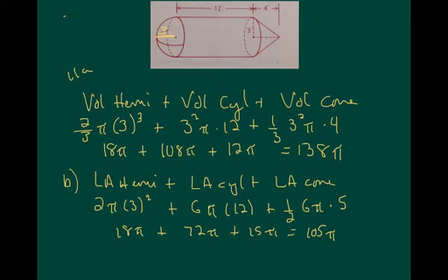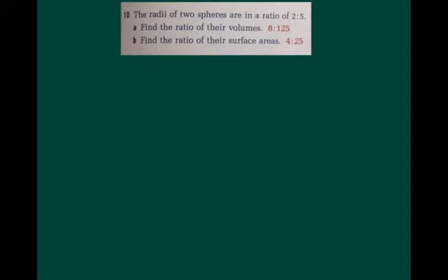And when we simplify this, we get 105 pi. Okay, let's take one more look at number 10, because that's caused trouble in the past, and then we'll wrap it up. Okay, number 10 tells us that the radii of 2 spheres are in the ratio of 2 to 5.